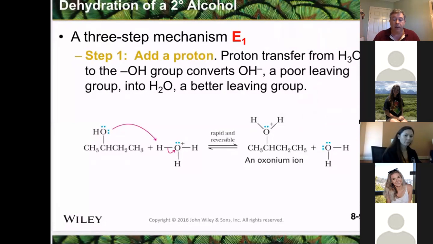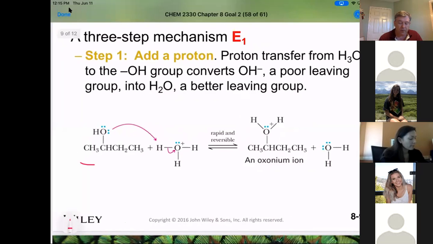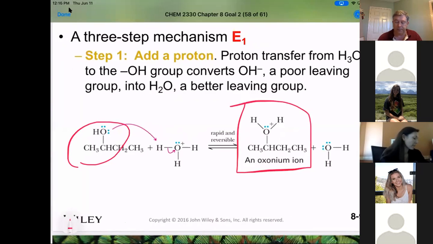There we go. In our E1 mechanism here, it of course has to be 3 steps. We have to form that carbocation in that E1 reaction. So the first step when we have an acid is to protonate the alcohol. In the case here, we're going to use a secondary alcohol, and the first thing we do is protonate it to give us our oxonium ion here. Okay, that lets us go to our next step.